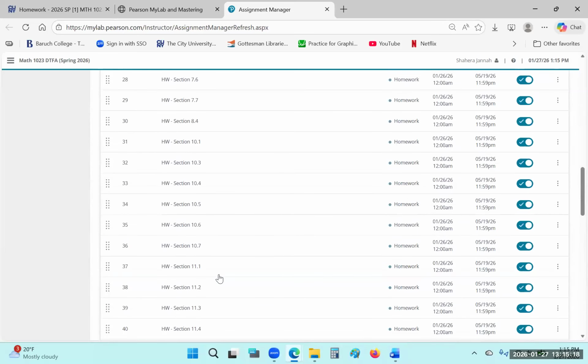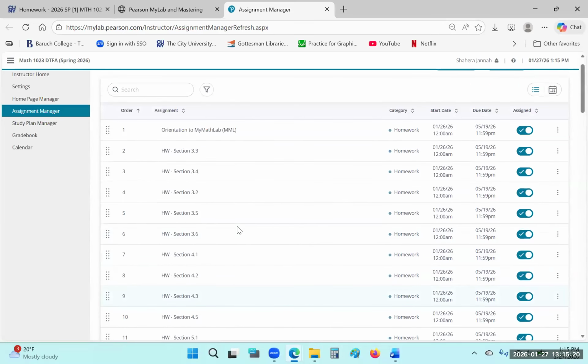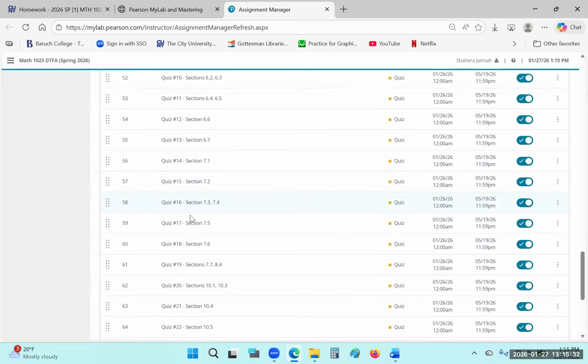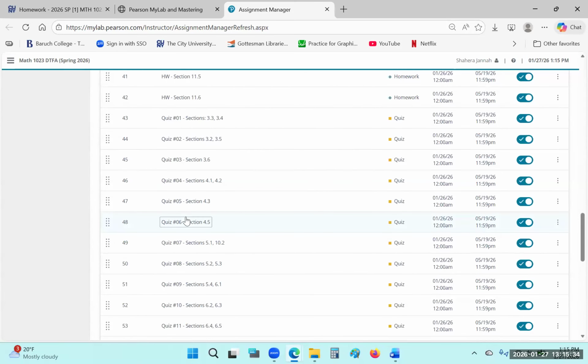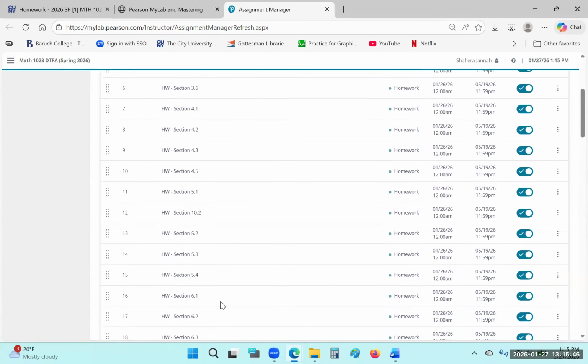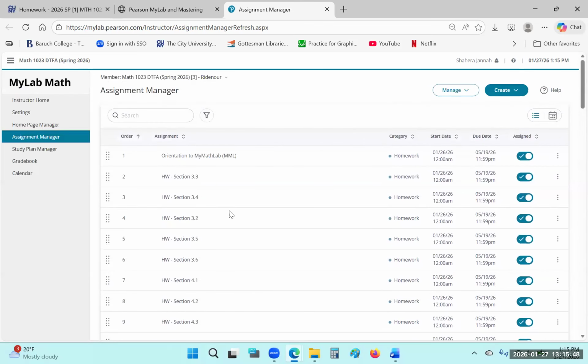So if you take homework and quizzes from MyMathLab, make sure you do the homework on the top and get at least 80 or 85. I forgot. Probably 85. At least 85 on the homework, and then you can take your quizzes here. So our first quiz is based on section 3.3, 3.4, and then we have second quiz 3.2, 3.5. So sometimes quizzes are based on 2 sections, but every homework is based on 1 section. To see your grade, you simply go to your grade book.